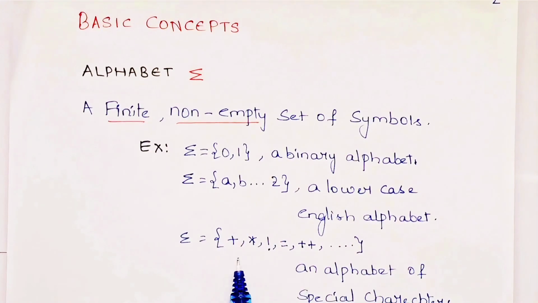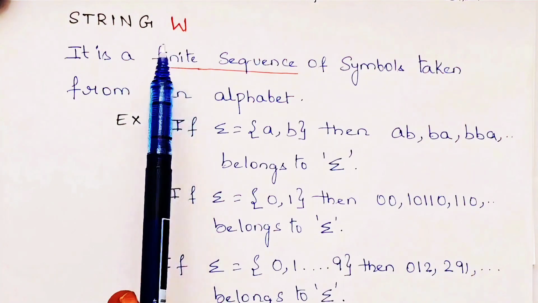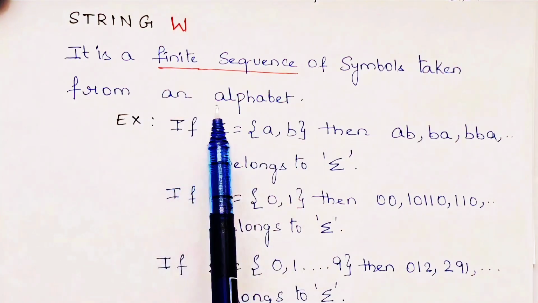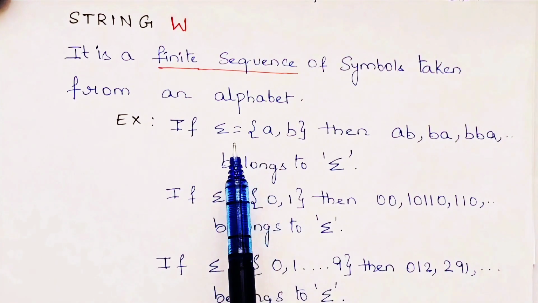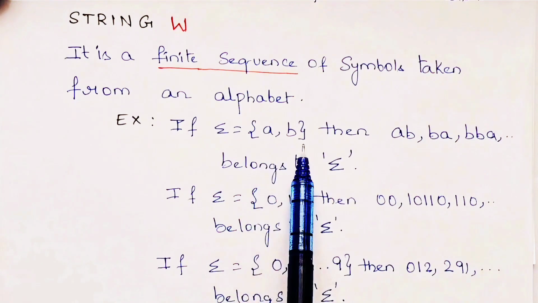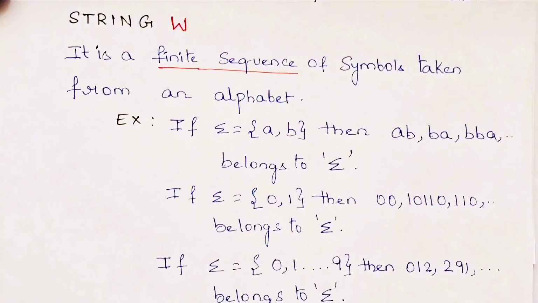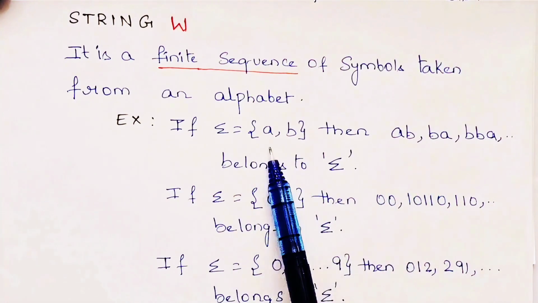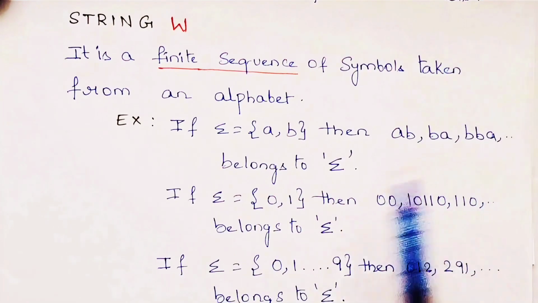And sigma can also be the set of symbols which are special character symbols. Next, string, which is denoted by w. It is defined as a finite sequence of symbols taken from the input alphabet. Now let us consider the following example. For sigma is equal to {a, b}, it means here we have considered only two symbols. The strings can be composed with those two symbols, such as ab belonging to this input alphabet sigma, ba, bba, etc.